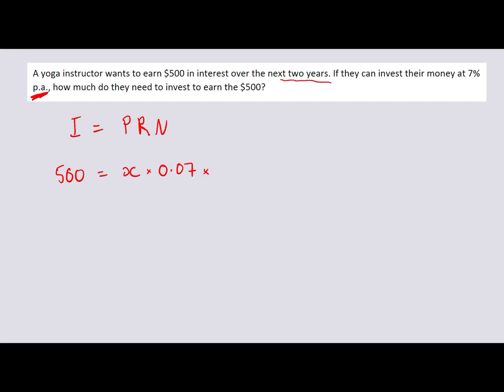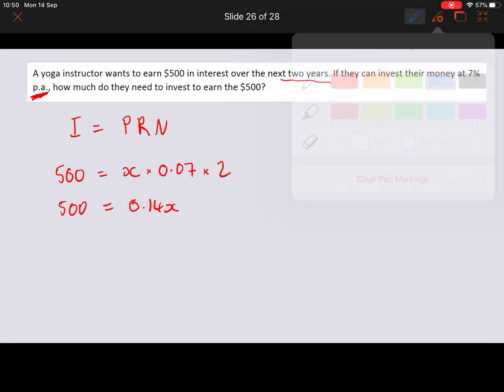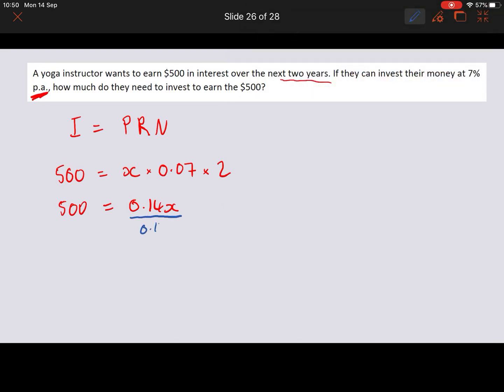Well, this time it's actually the principal that we don't know. What we want to know is how much to put in the first place. The rate of interest we know is 7%, so that's 0.07. And we're doing it for 2 years. Okay, so simplify the right-hand side. 500 is equal to 0.14x. Now we've got a very basic equation to solve. Divide both sides of the equation by 0.14. So x is going to be equal to 500 divided by 0.14.